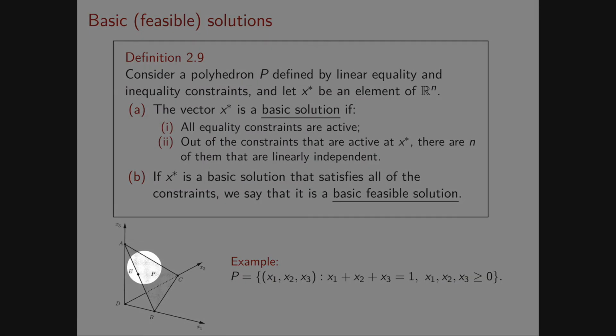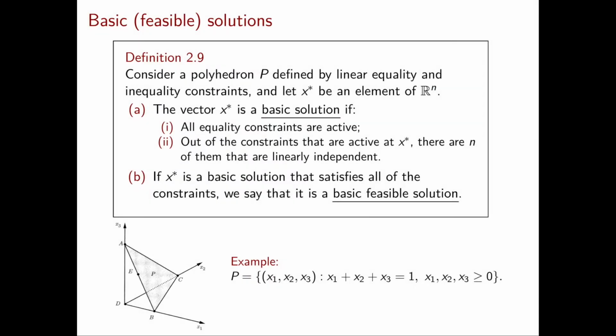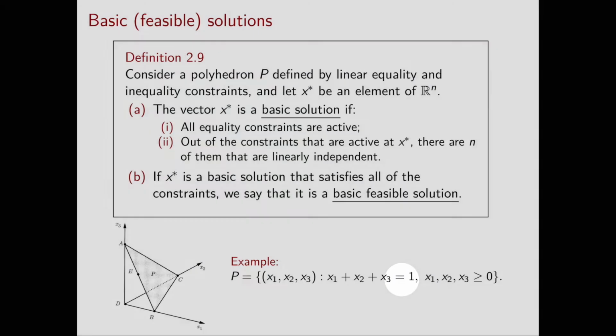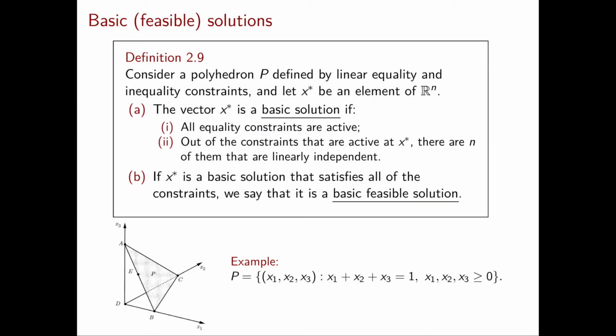Symmetrically, you can also check that B and C are basic feasible solutions. So now let's look at E. The active constraints at E were x2 greater than or equal to 0 and x1 plus x2 plus x3 equal to 1. These are just two constraints that are active at E, so there can't be three of them that are linearly independent. Therefore, E is neither a basic solution nor a basic feasible solution.